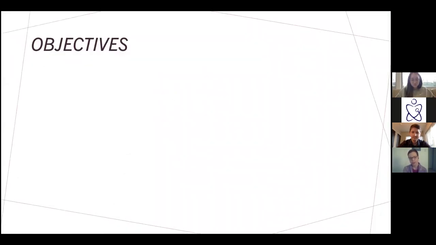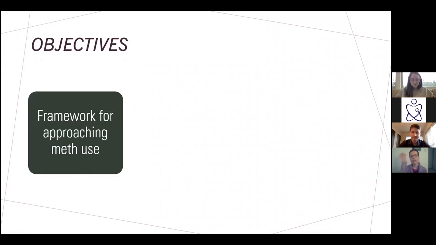Okay, so no disclosures. Objectives, similar to Cody's talk, this will be about creating a framework so that we have a shared mental scaffolding for how to approach meth use, and think about it in 3 different domains. But before going into what that framework is, I do really want to center this around the experience of taking care of patients and how hard that can be as providers.